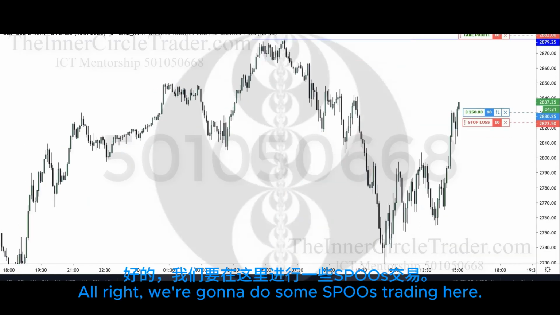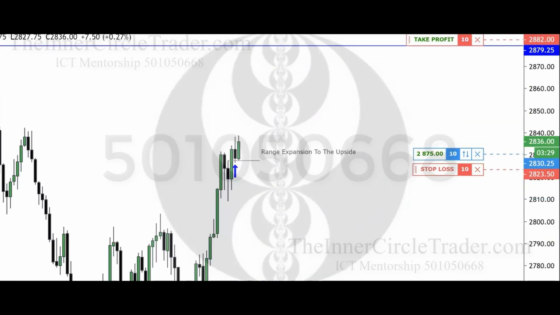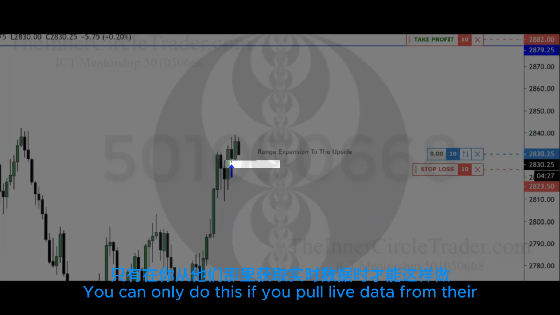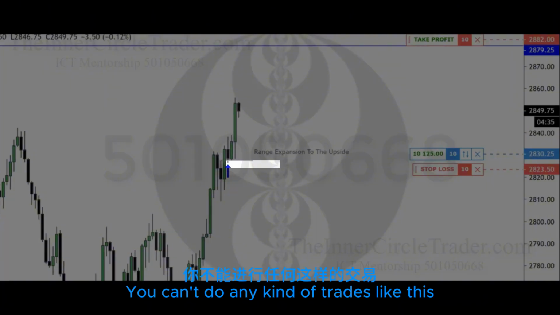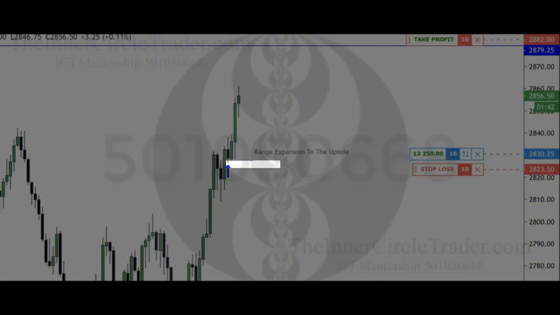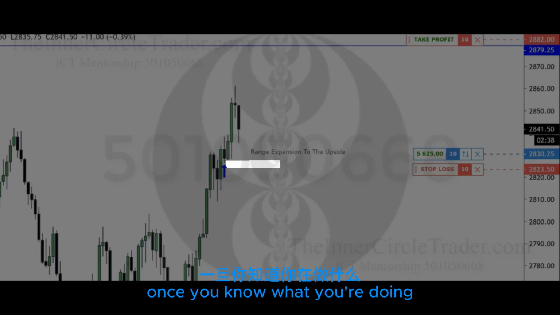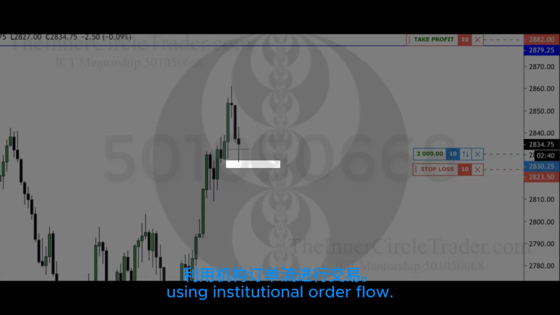All right, we're going to do some SPOOs trading here. It's an example from March 10th, 2020. This is me trading live through TradingView. You can only do this if you pull live data from their platform. You can't do any kind of trades like this unless you have a live feed. But I'm going to show you what it looks like once you know what you're doing, and you can take small intraday trades using institutional order flow.